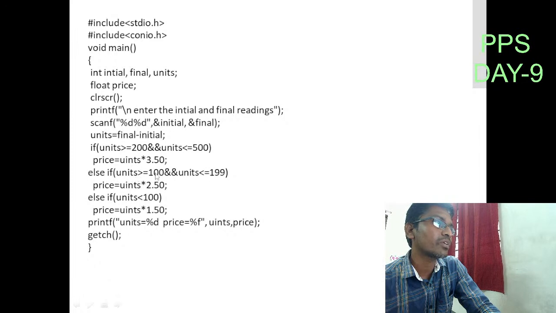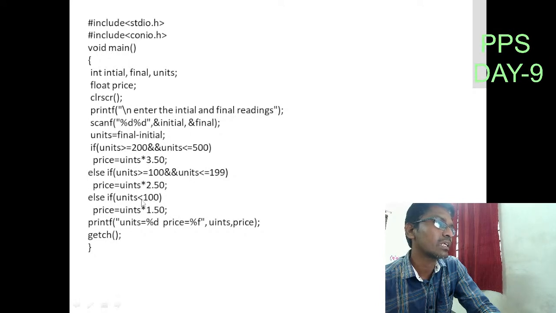If the number of units is greater than or equal to 100 and the number of units is less than or equal to 199, that is, less than or equal to 200, then the price will be number of units into 2.50 paise. Then we will get the bill. Otherwise you can go to another condition.